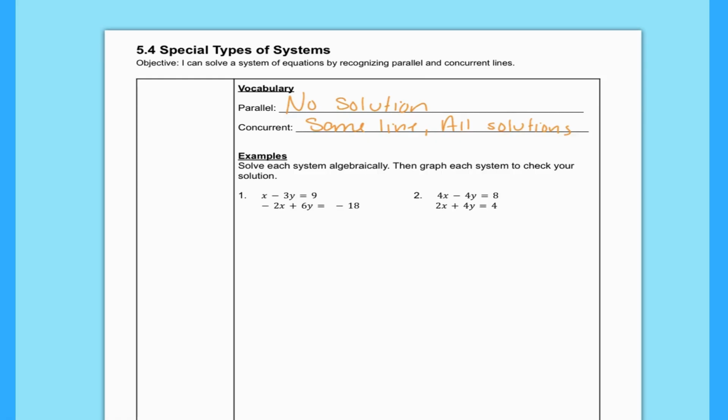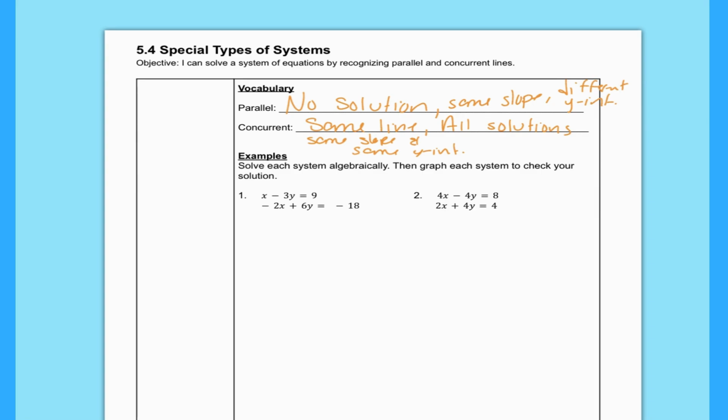And then just to remind us, to be parallel, they have the same slope but different y-intercepts. And if they're the same line, it would have same slope and same y-intercept. So when we start solving these, we're going to solve them the same way that we've been solving other systems, but we might get a no solution or we might get an all solutions.